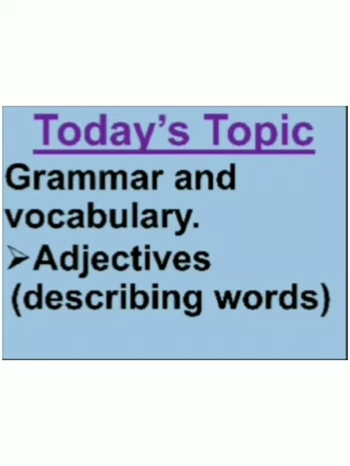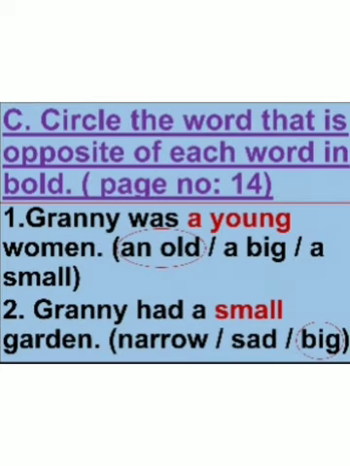So, shall we go ahead with the next exercise, bit C? All of you ready with bit C? Okay. Alright children, so as you can see in your book and on the screen, we are on bit C. Circle the word that is opposite of each word in bold.